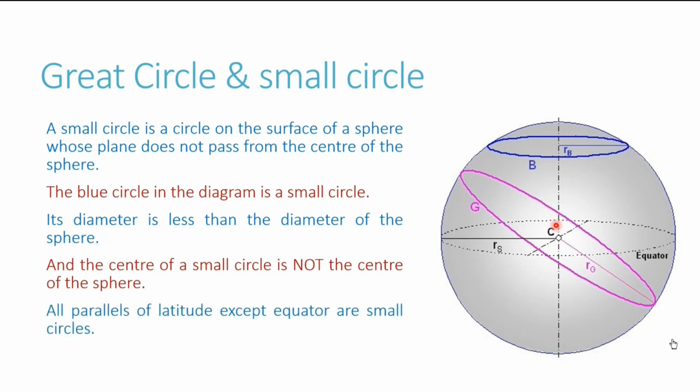Now, all the parallels of latitude except the equator are small circles. Whether it is 10 degrees, 20, 30, 40, 50, north or south, all these parallels on the surface of Earth represent small circles, because their plane does not pass from the center of Earth, their radius is not equal to the radius of the Earth, and the center of these circles is not the same as the center of the Earth. So that was the concept of a great circle and a small circle.